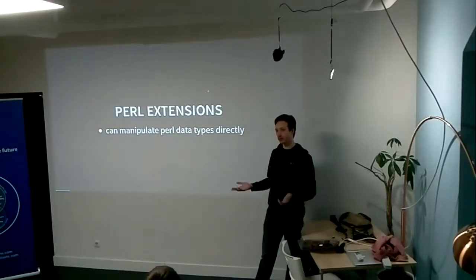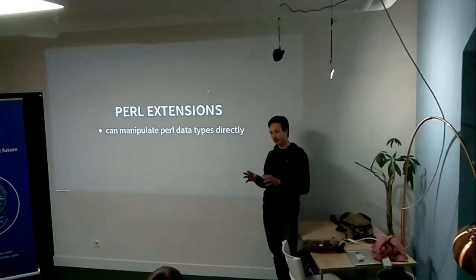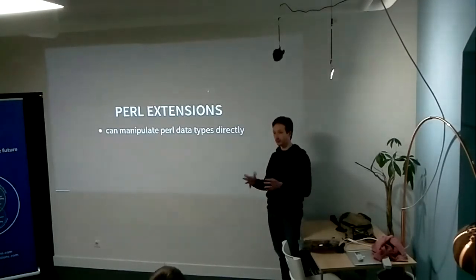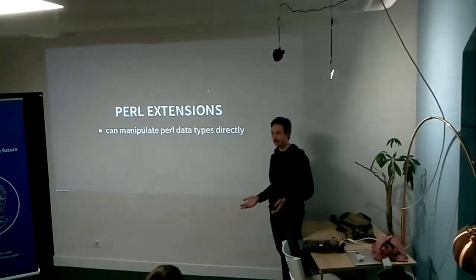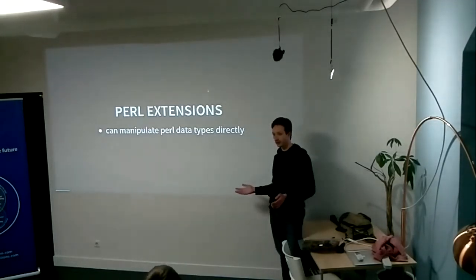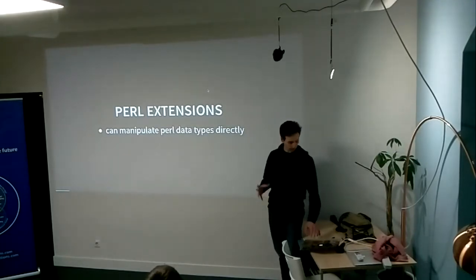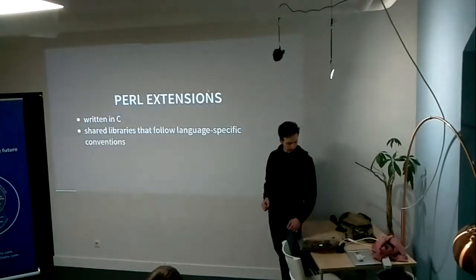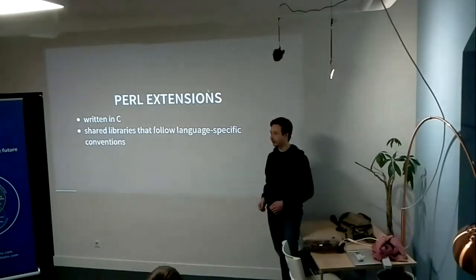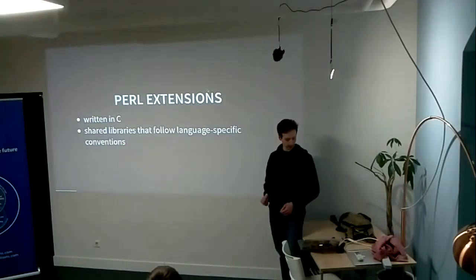They integrate with the interpreter a lot tighter, so they have to be written specifically for Perl, but then you can manipulate Perl data types directly. So, for example, all data serialization libraries for Perl are written as extensions, so they can be fast and they can do what they need to do with the values directly. And of course, Perl is written in C, so extensions are also written in C.